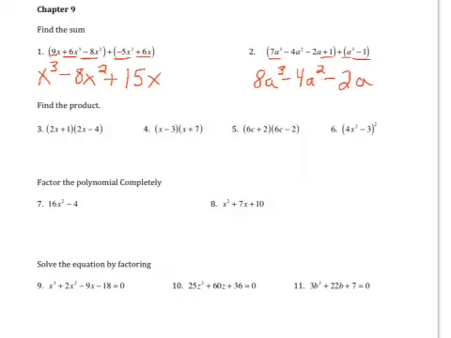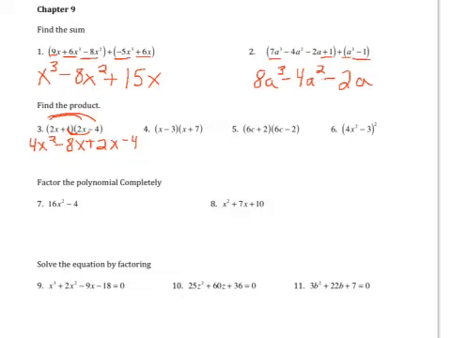If we want to multiply polynomials together, we need to remember to FOIL. So FOIL means first, outer, inner, last. So for number 3, we need to multiply 2x times 2x, which gives us a 4x squared. 2x times negative 4 is negative 8x. 1 times 2x is 2x. And 1 times negative 4 is negative 4.